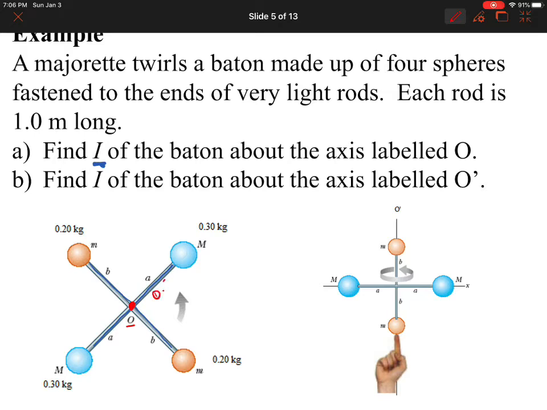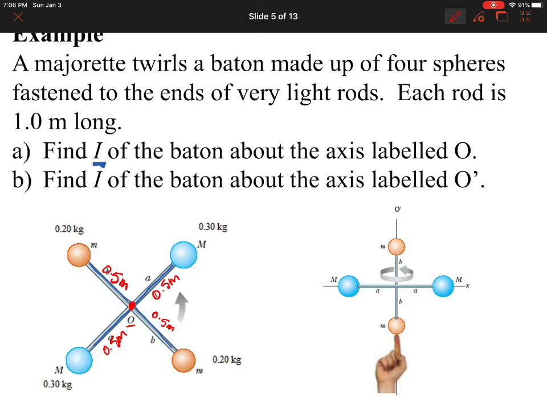So I know all of these masses are 0.5 meters away, because each of the rods is 1 meter long and O looks to be in the center of all of those. Something really important to take a look at there: all of these are 0.5 meters away from the center of the rotational axis.